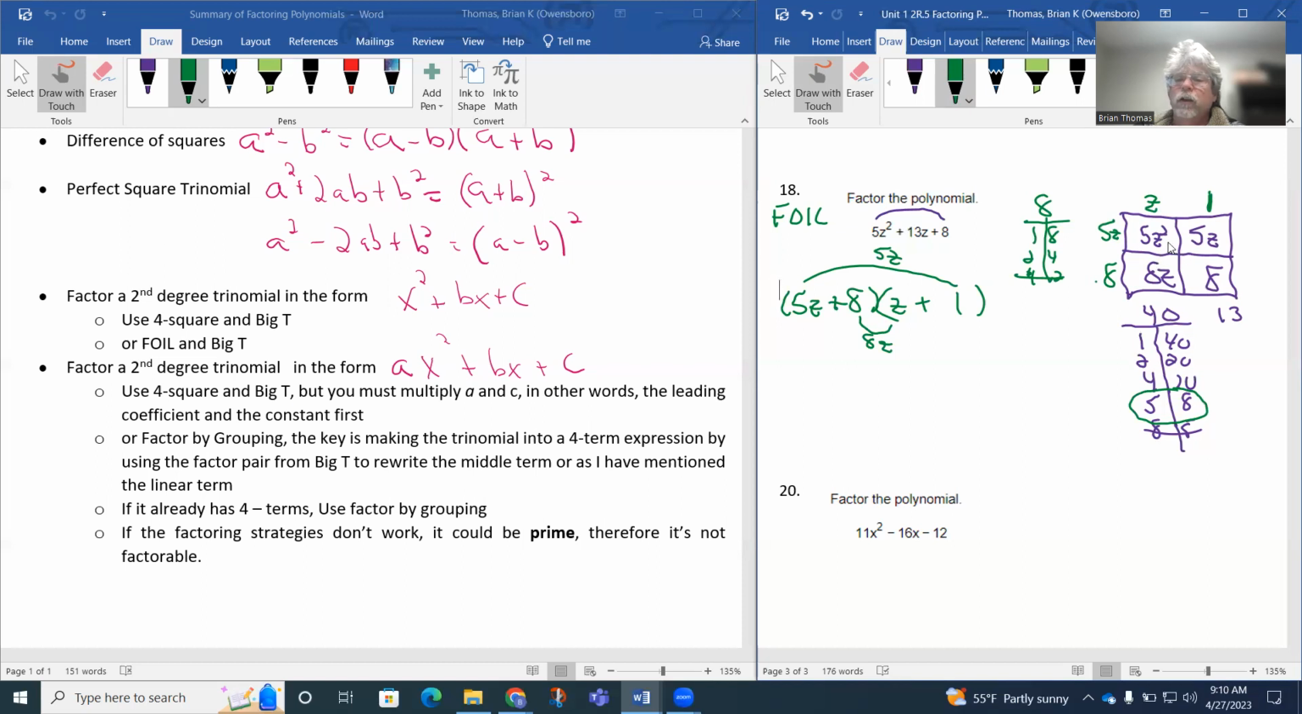And it does. So notice how the outside edges are actually the binomial times the binomial. So this will give us then this 5z plus 8 times then this z plus 1. It would give me the same result with a little bit more structure, with a little bit less guessing and checking. So again, the key is to multiply the leading coefficient times the constant. That's going to be our biggest strategy there if I'm using 4 square.